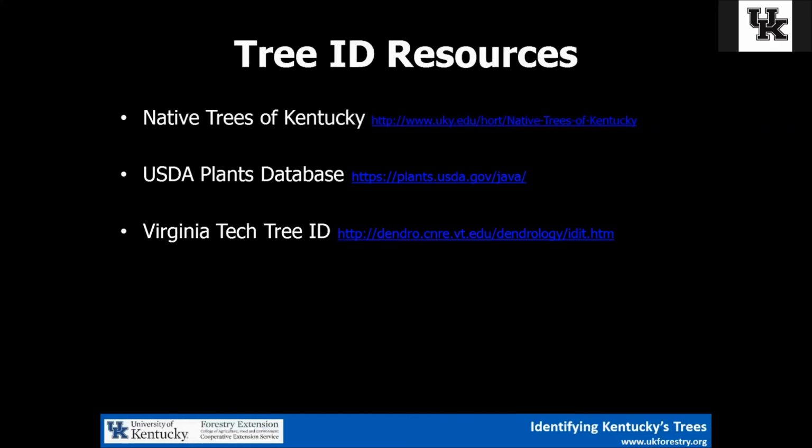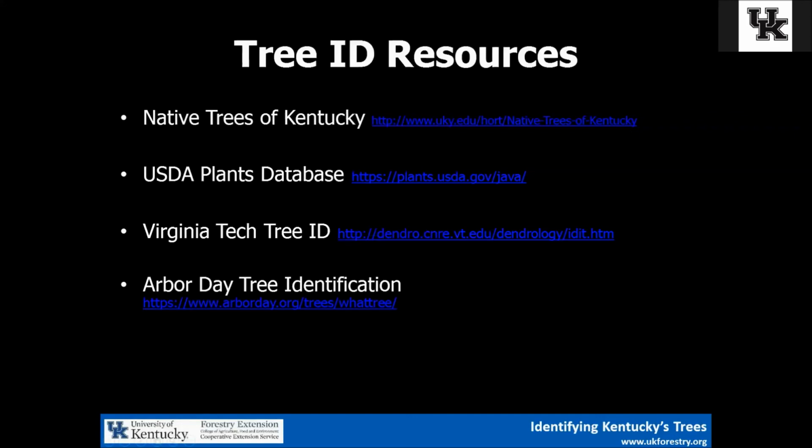And then there's Virginia Tech Tree ID. This is an online tree key, just like what we did with the paper, and I'm going to show you that in just a minute. And then Arbor Day Tree Identification. Again, that's online tree ID, but they've got just a ton of information about trees, Arbor Day, and special programs that are going on there too. A lot of good information.